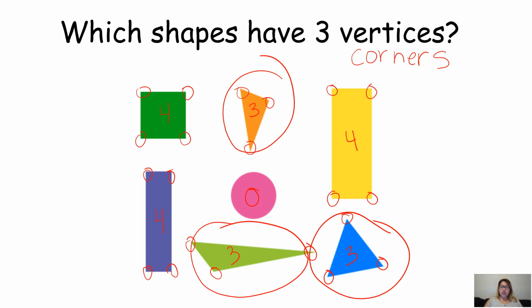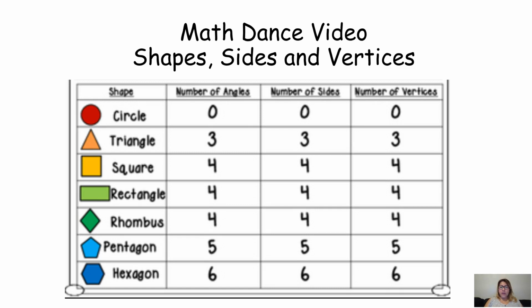Okay, and if we see all of those triangles, we see that some of the sides are equal and some of the sides are not equal on some of the triangles. Now we're going to have fun with a math dance video, and it's going to be about shapes, sides, and vertices. And if we see here, we have our circle, our triangle, our square, rectangle, rhombus, pentagon, and hexagon. And these are the number of angles, our number of sides, and our number of vertices. We also refer to vertices as corners.